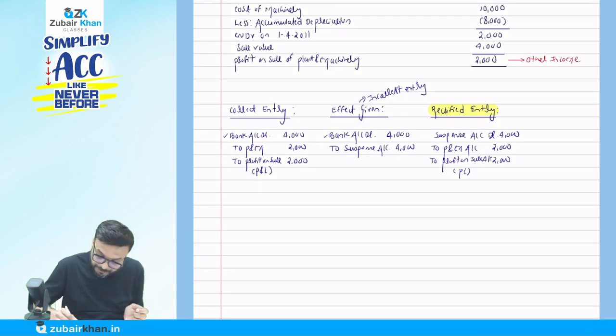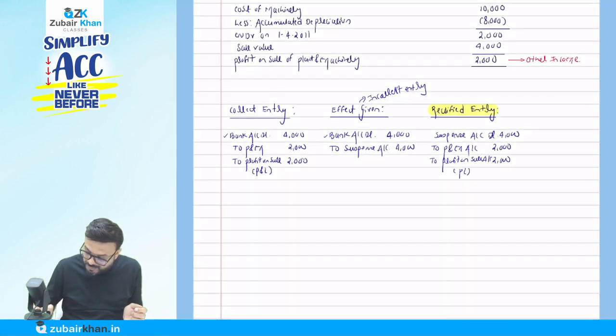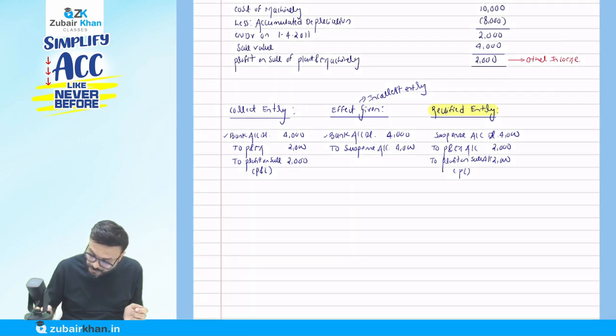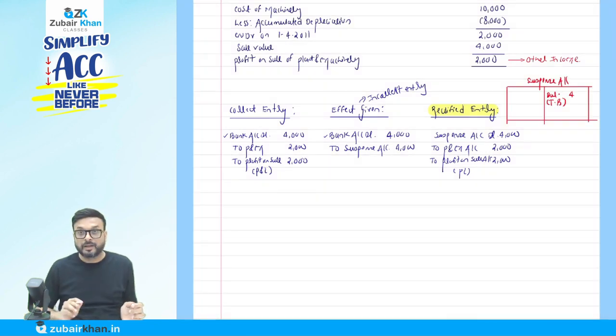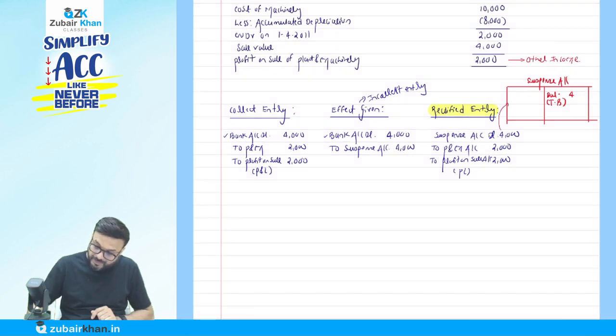Now please understand. Here you draw a suspense account. Okay, now understand this point. What I will do is debit this suspense account here by this 4,000. So my suspense account will get closed.